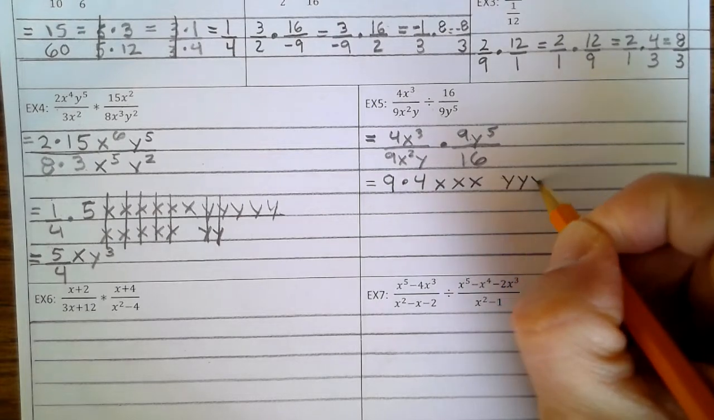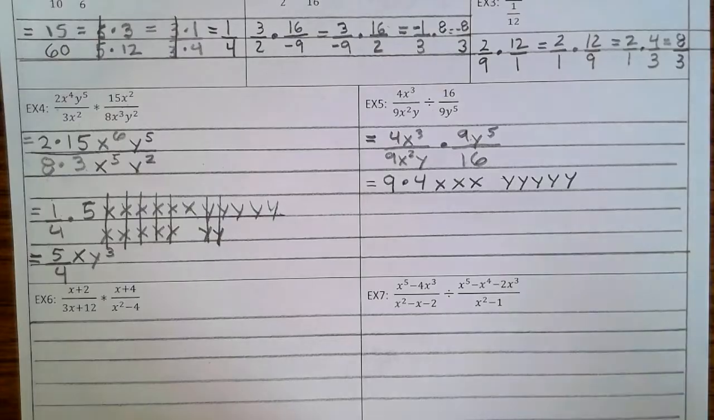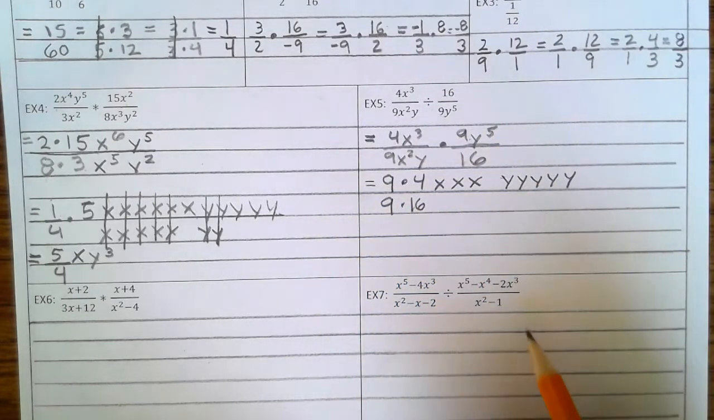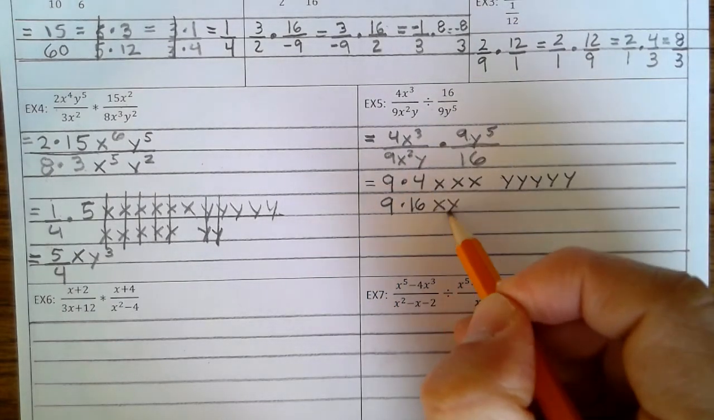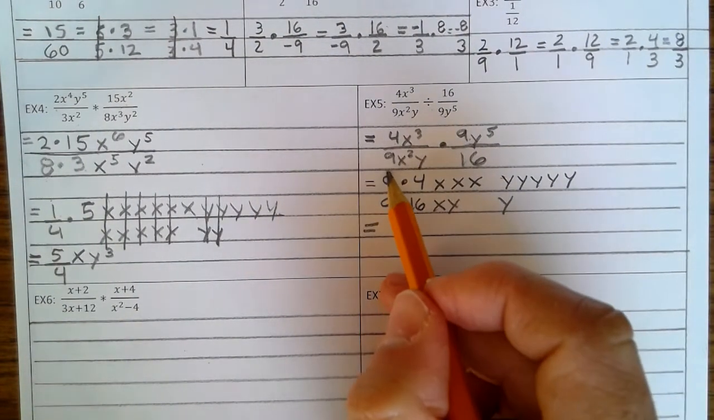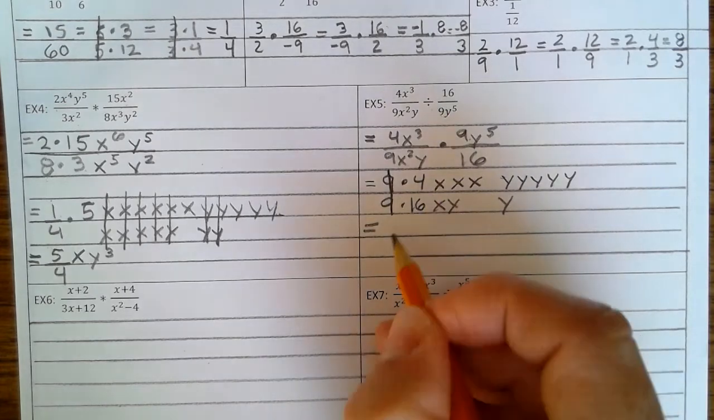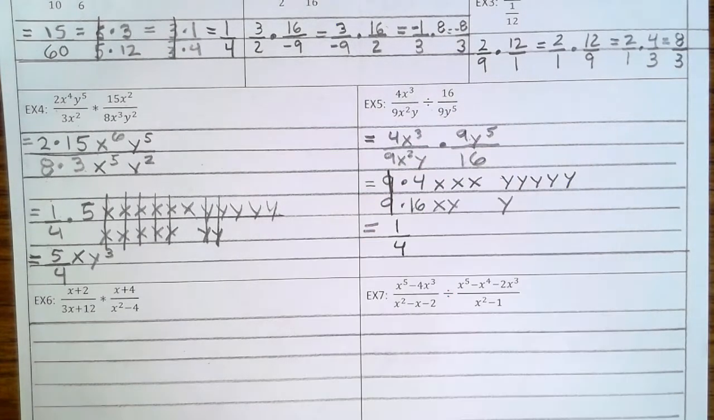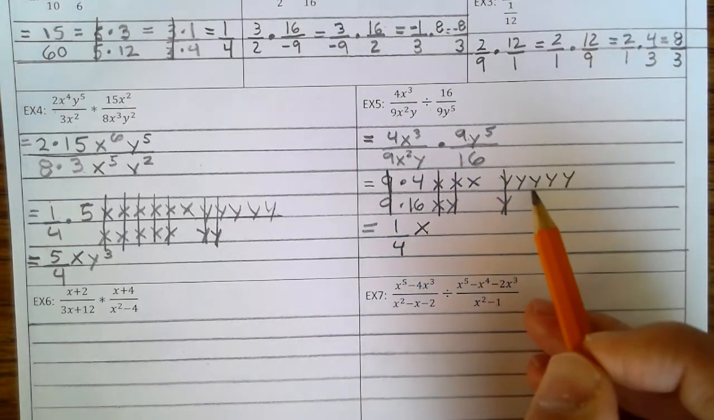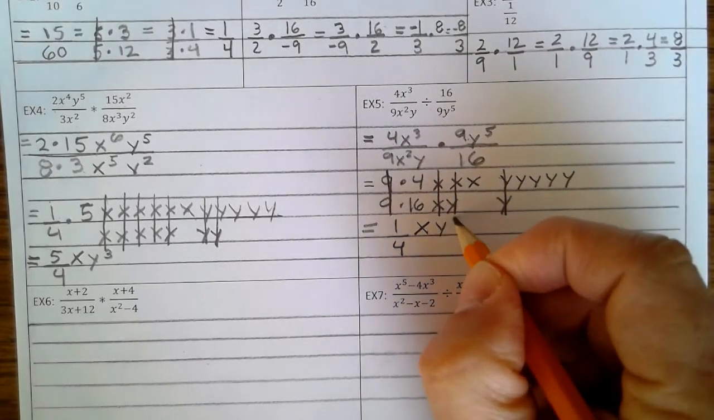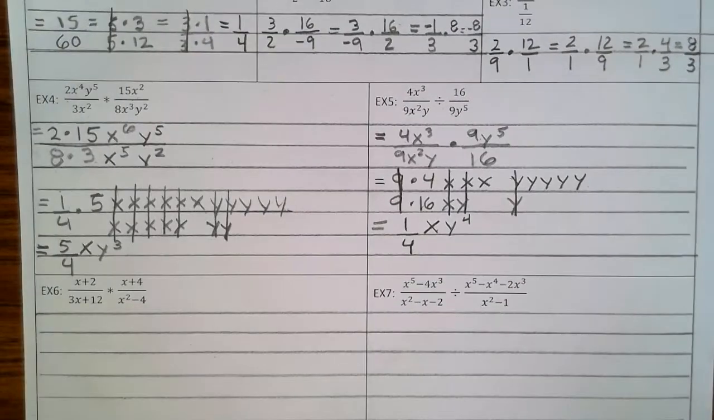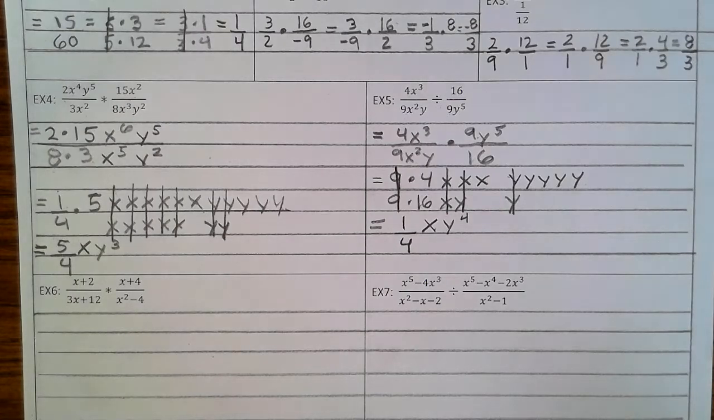Now, I'm going to leave the 9 under the 9 and the 16 under the 4. And then we have 2x's. So 1, 2, and 1y. Okay. And what you notice is 9 divided by 9 is 1. 4 divided by 16 reduces to be 1/4. This divides and becomes 1, 1, 1. You're left with an x and 1, 2, 3, 4, so y to the 4th. Okay? All right, go ahead and finish that example up. All right, example 6.